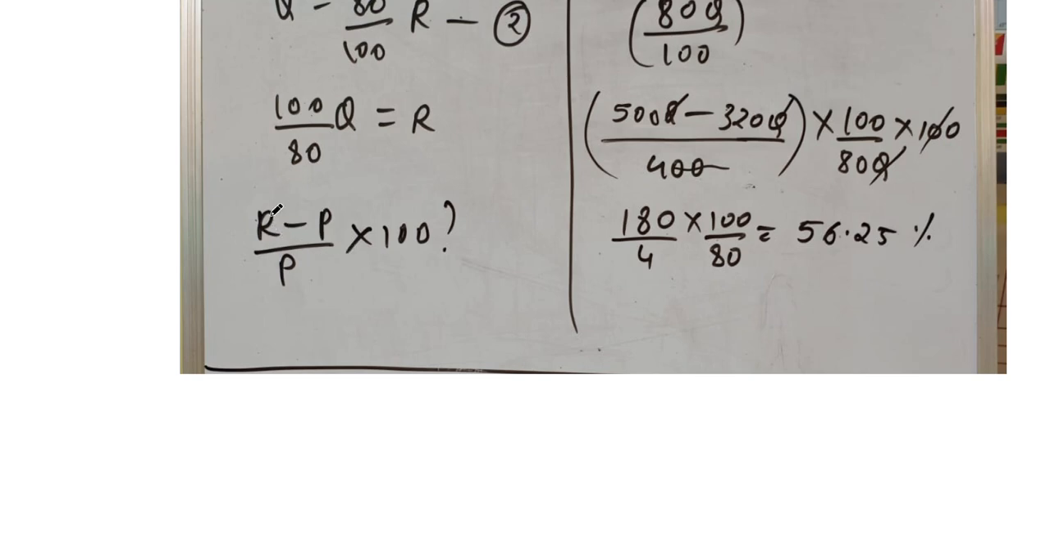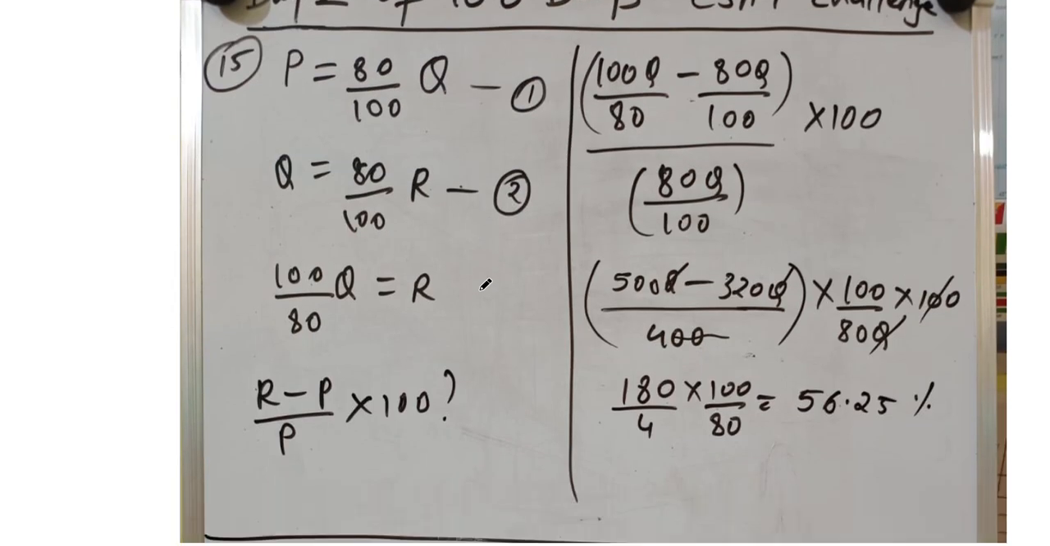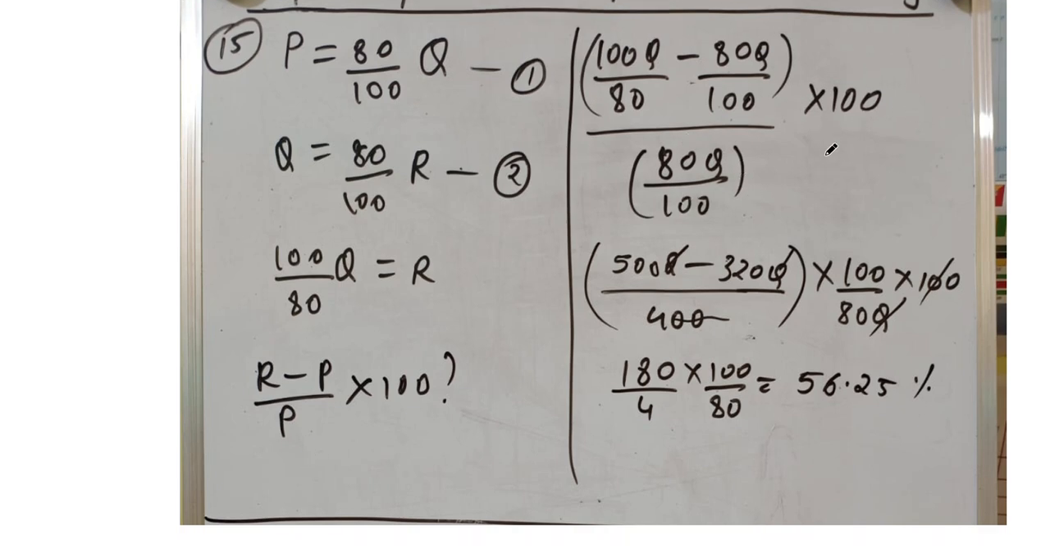So we can write R's salary is more, so R minus P divided by P into 100 will be our equation. So we have to substitute here. We know R is 100 by 80 Q minus P. P is from the first equation, 80 Q by 100. So the whole divided by, again, P value into 100 because we want percentage.